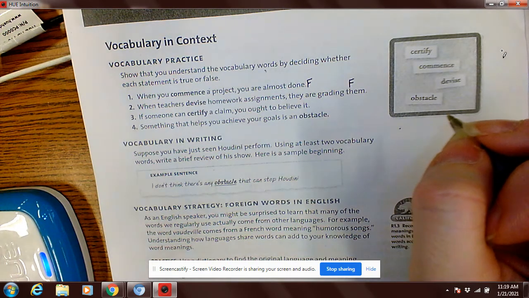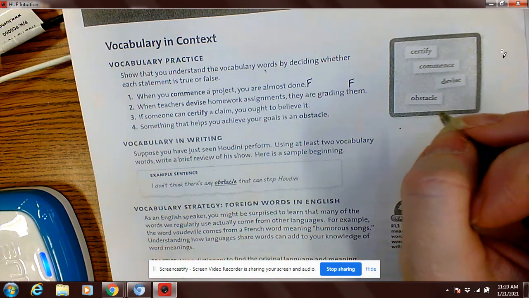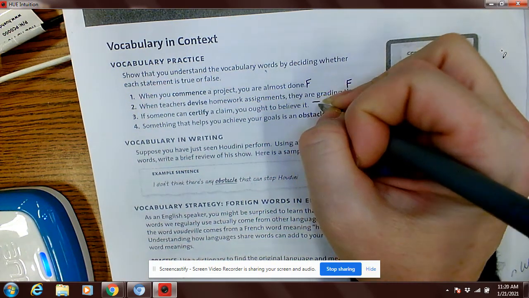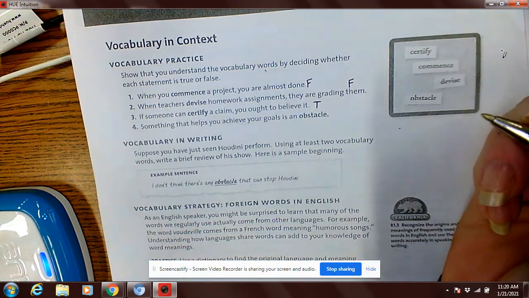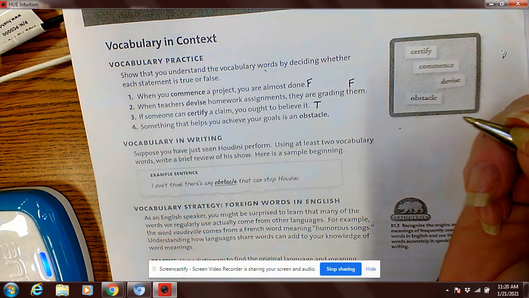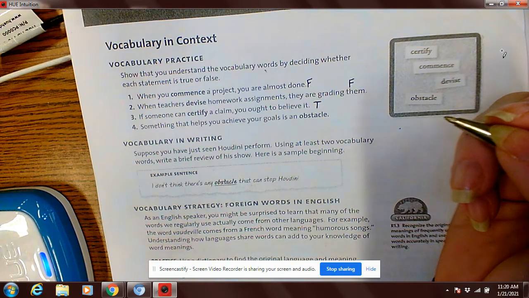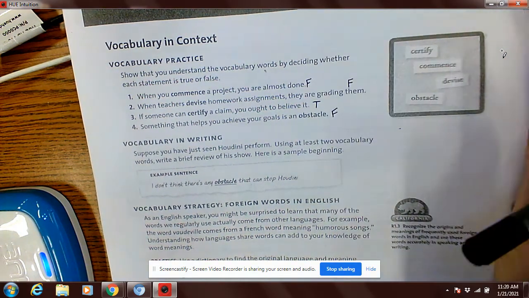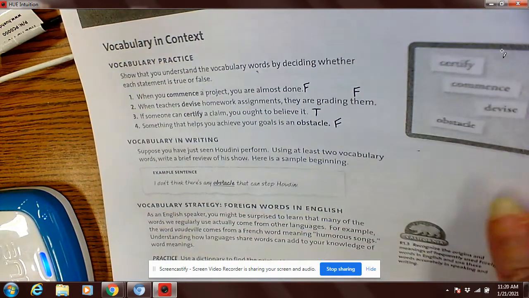If someone can certify a claim, you ought to believe it. Troy? That is true. Certify means to make it believable, to authenticate it. Something that helps you achieve your goals is an obstacle. Troy? That is false. An obstacle gets in your way. You did not have to do vocabulary and writing.